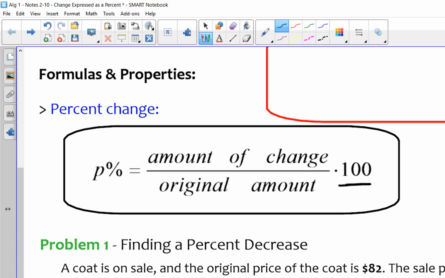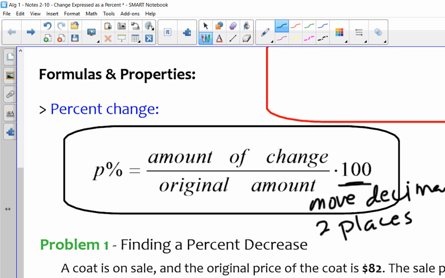And really, I'm going to move the decimal 2 places to the right. Okay, you can multiply it by 100 if you want. It's doing the same thing, and you're probably going to need your calculator for this. So you can just multiply it by 100 in your calculator since you're already there. Or you can move 2 places to the right, okay?